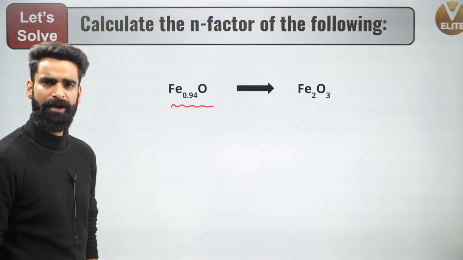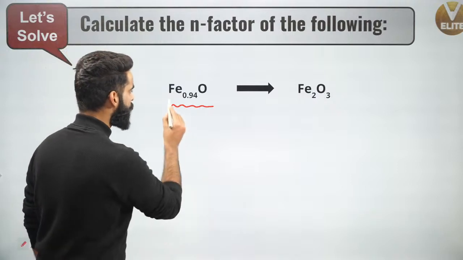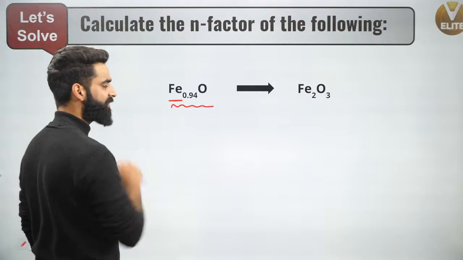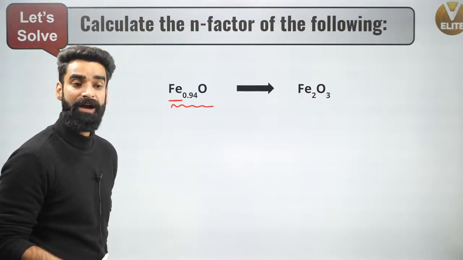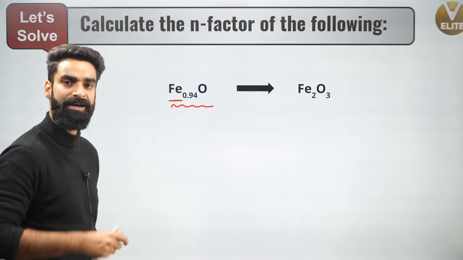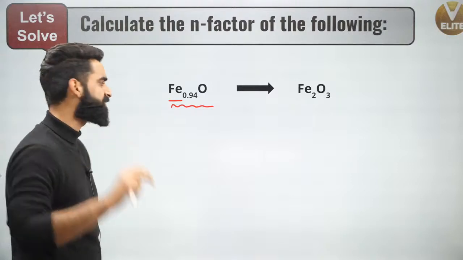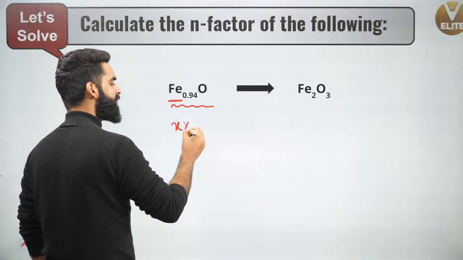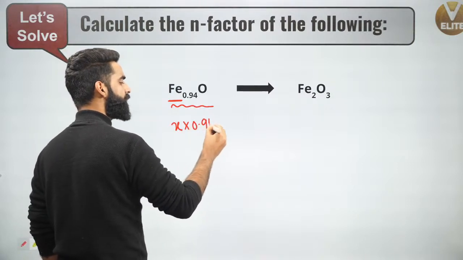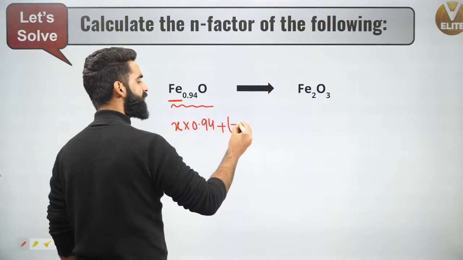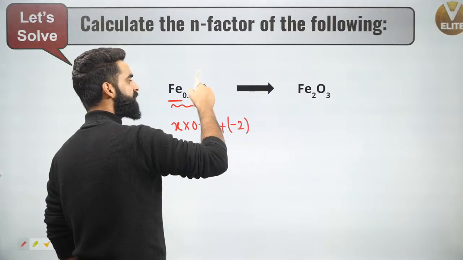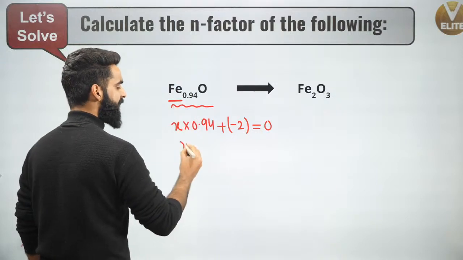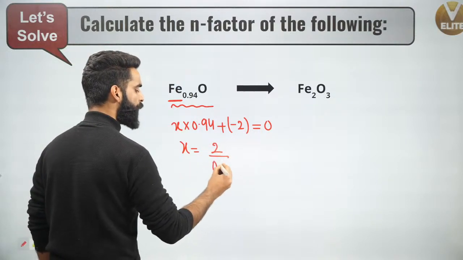How will I be doing that? First of all, I should know the oxidation state of this iron right here. I do not know that, so I'm supposed to calculate that. How will I be calculating that? Very simple. Let's assume the oxidation state of iron right here is X. How many iron atoms do we have over here? 0.94. What is the oxidation state of oxygen? That is -2. How many oxygen atoms do we have? Only one. Is there a net charge present on it? No way. So can I say the X value I got is 2 divided by 0.94?